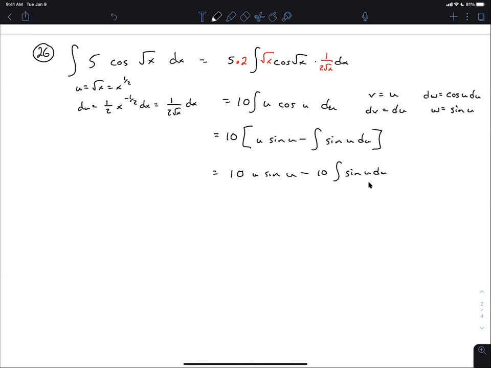And now the integral of sine is negative cosine. So we get 10u sine u plus 10 cosine, because it's negative cosine, u plus c. And then u is the square root of x. So we get 10 square root of x sine square root of x plus 10 cosine square root of x plus c, and then that's the answer.